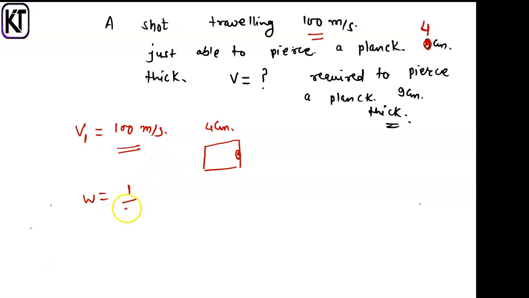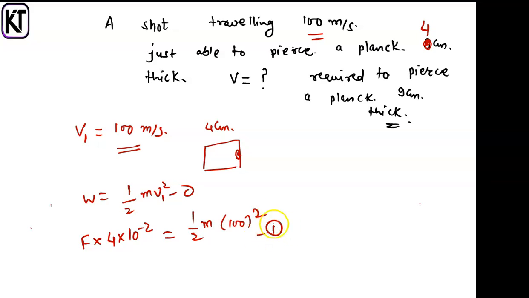So if you apply the work energy theorem here, it will be 1/2 m v1 square minus 0, and that should be equal to force into displacement. What is the displacement? It is 4 centimeter here. If you want, you can convert it into meter as well. So this will give you 1/2 m v1 square minus 0. So 1/2 m v1 square, where v1 is 100 square. Correct?